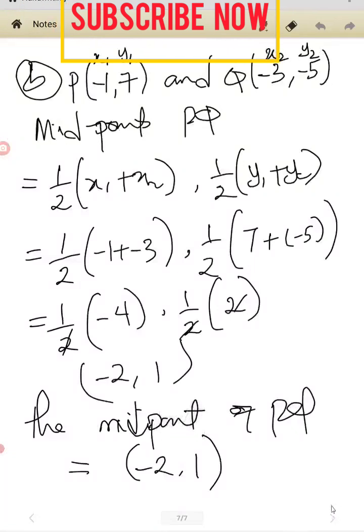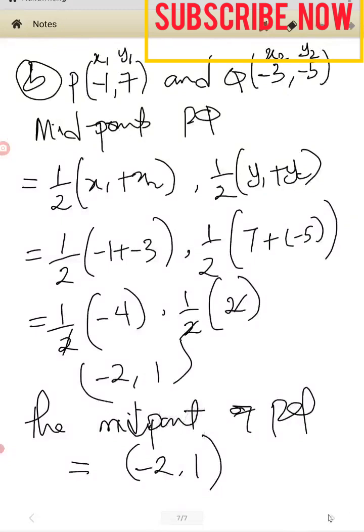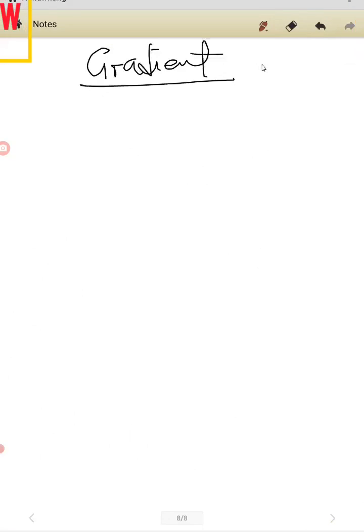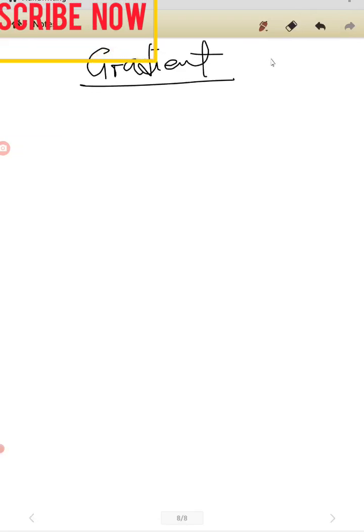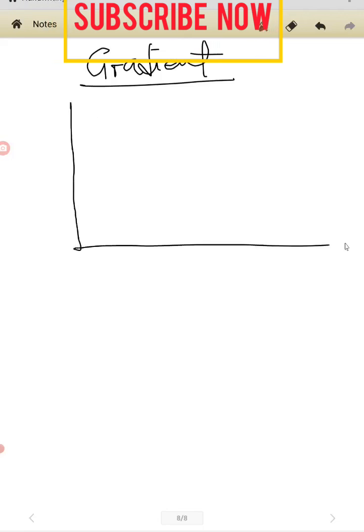So now we have been able to explain the midpoint. Now I want to talk about another subtopic, which is now important, the area we are going to. We call it gradient. We all know that the gradient of a line is defined as the ratio of the increase in y to the increase in x. But before we proceed, let's do a small revision.